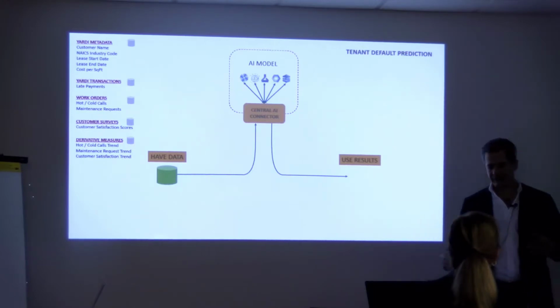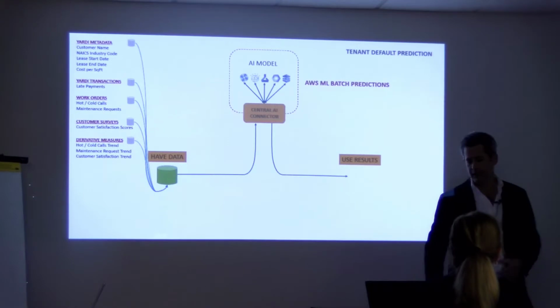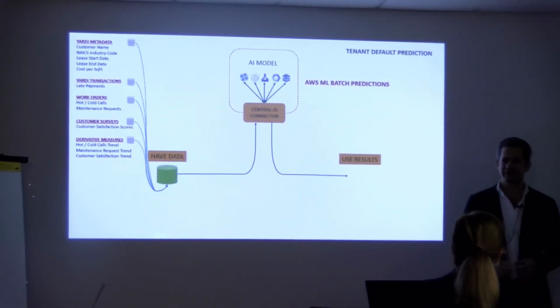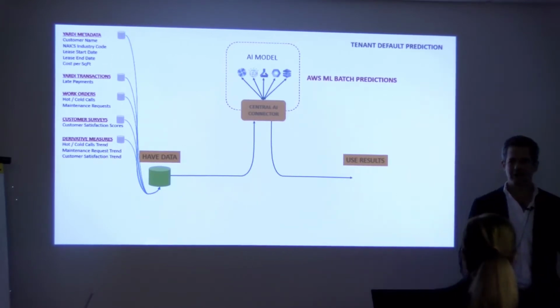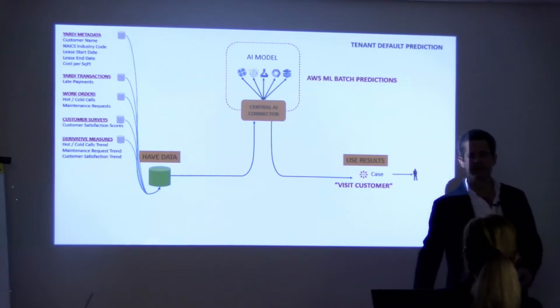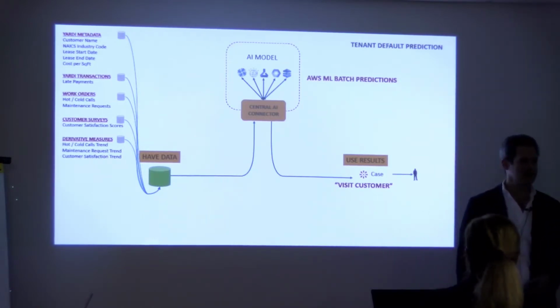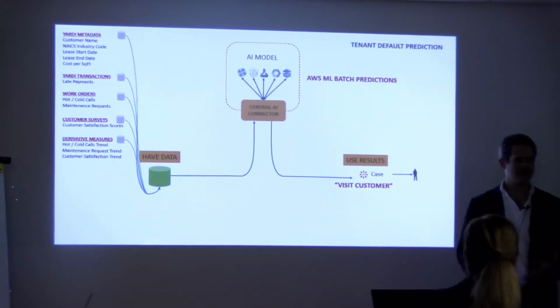We took all this stuff, we packaged it up into a data set, and we sent it up to AWS with their machine learning batch prediction system. And eventually it told us, I'm confident to make a prediction, and here it is. So we can use that to create a case, like go talk to this customer. How's it going? Is there anything you need?